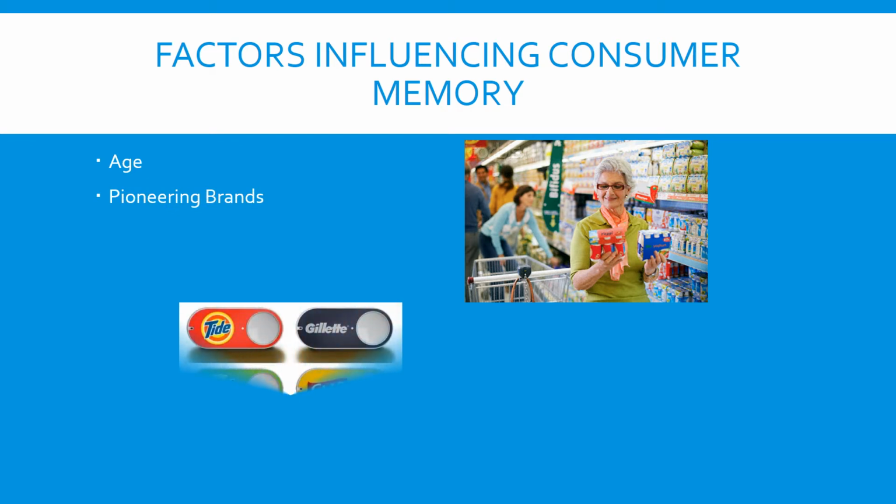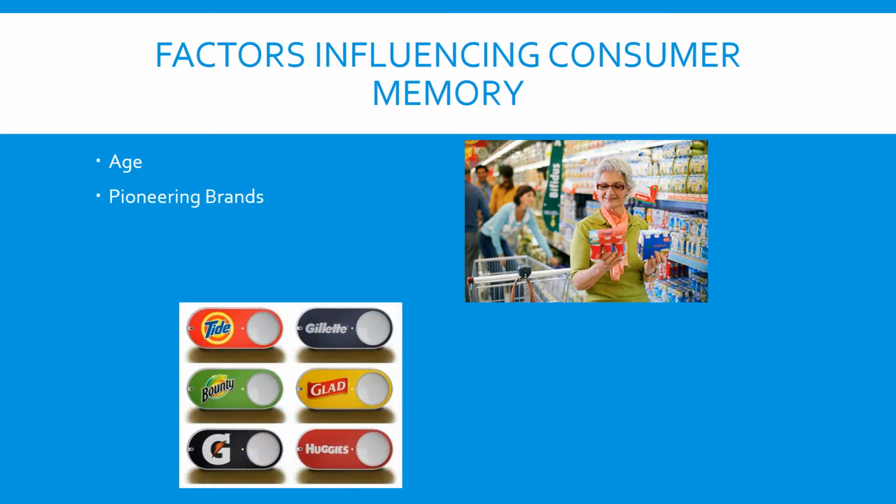We also speak of what are called pioneering brands. Pioneering brands are new products, okay? They are products that really have no competition whatsoever, all right? And because of this, they're better remembered than similar products that follow. Now, I don't know if you know what I have pictured there, but these are new Amazon buttons. Who knows? Maybe they've been out for a while and only I'm realizing them now.